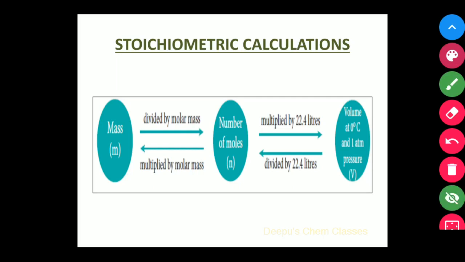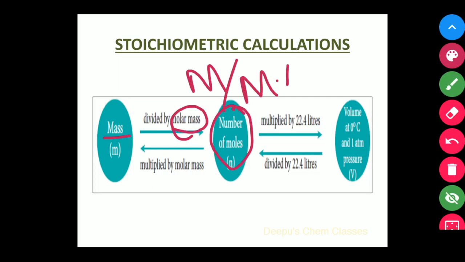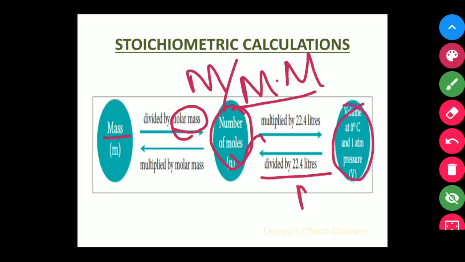To calculate the number of moles from mass, we should divide mass by molar mass. So if you do this calculation, we can get the number of moles. Otherwise, we can calculate it by using volume. We can calculate the number of moles by dividing volume by the molar volume, that is nothing but 22.4 liters.